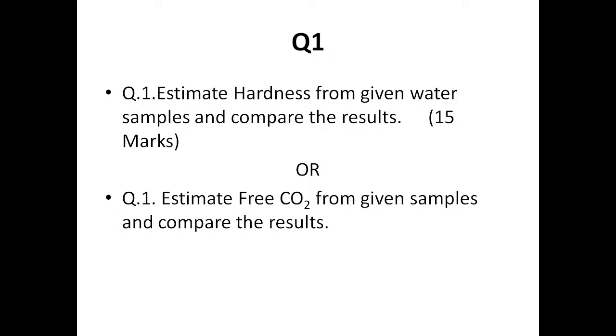Question number 1: estimate hardness from given water sample and compare the result. So you will be getting water samples, and in that you have to find out the hardness. The calculation part is also there. Or you will be getting: estimate the free carbon dioxide from the given samples and compare the result. Here you will be getting tap water or maybe distilled water, and comparatively you will be getting aerated water. Quickly we will see the procedure.